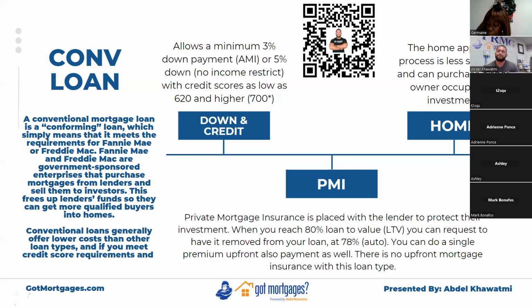And then conventional has PMI. So PMI is private mortgage insurance. Okay. So private mortgage insurance is usually for anybody who is placing less than 80% down. Okay. When you're purchasing a conventional loan and you put 20% down or more, there is no upfront mortgage insurance.